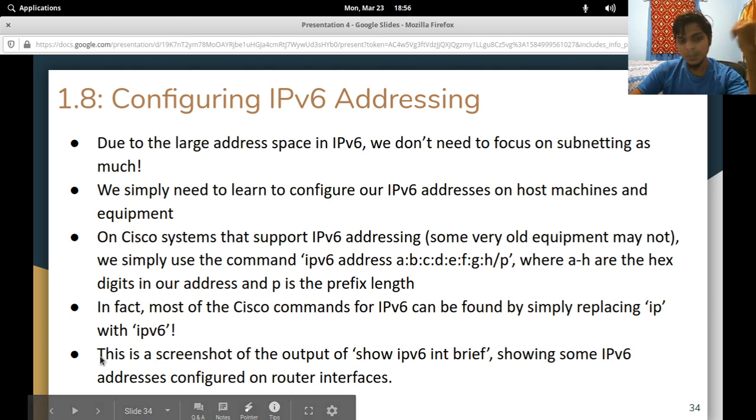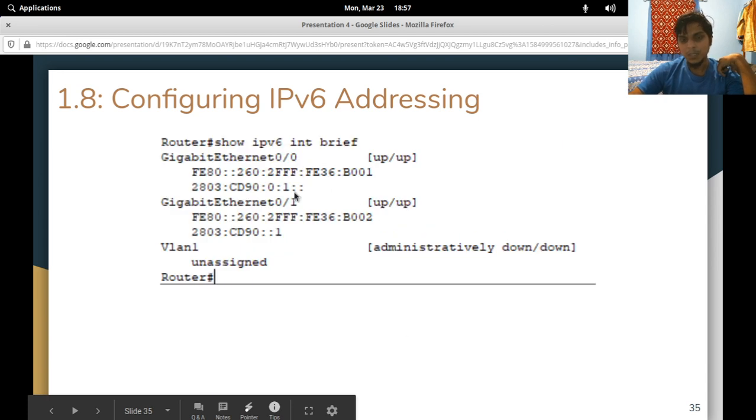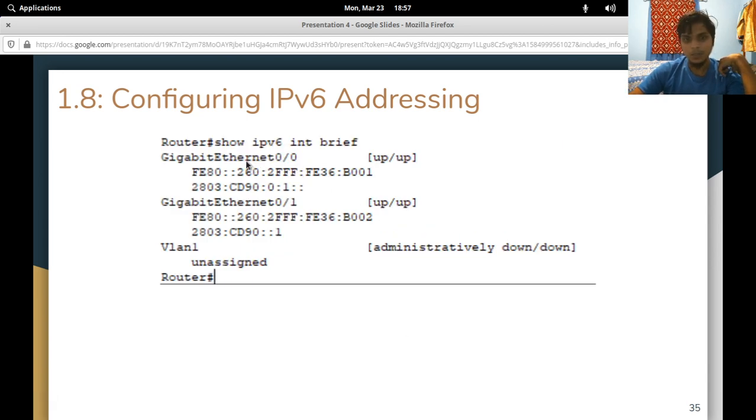So for example, this is a screenshot showing the output of the show IPv6 int brief command, showing some IPv6 addresses configured on router interfaces. So yeah, here, you can see it. Instead of show IP int brief, you do show IPv6 int brief. And you see some IPv6 addresses there. Just like that. It's fairly straightforward.